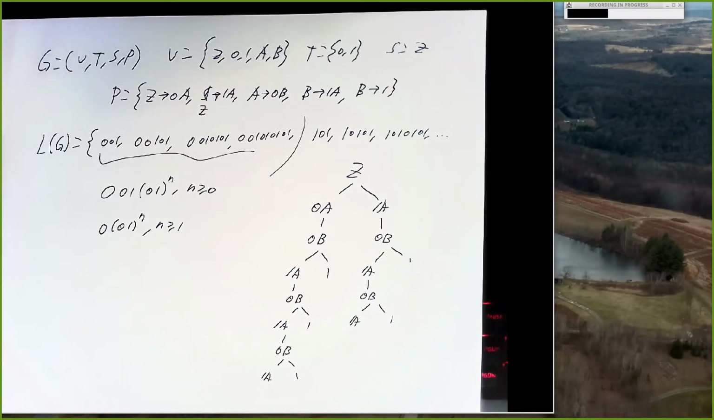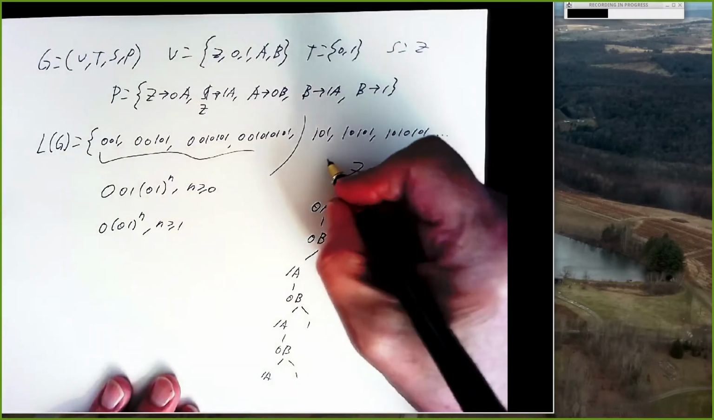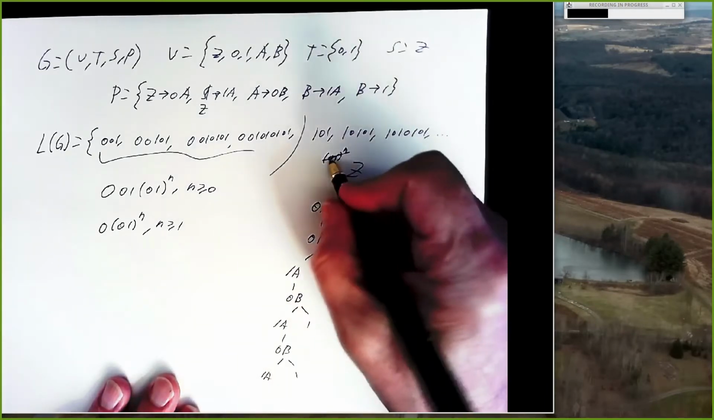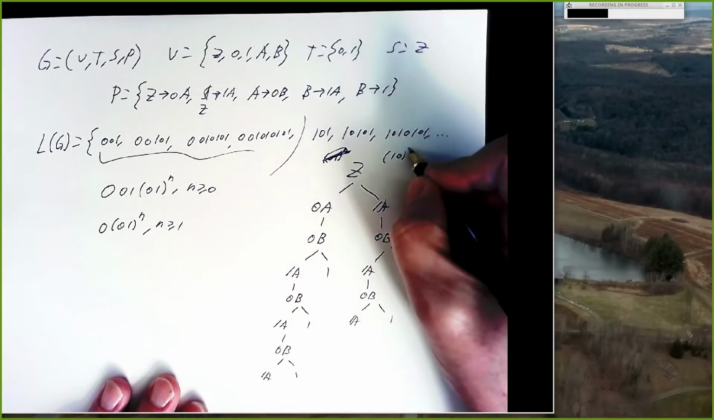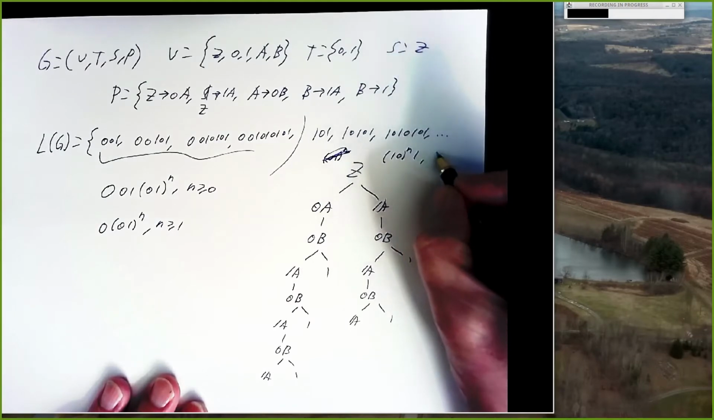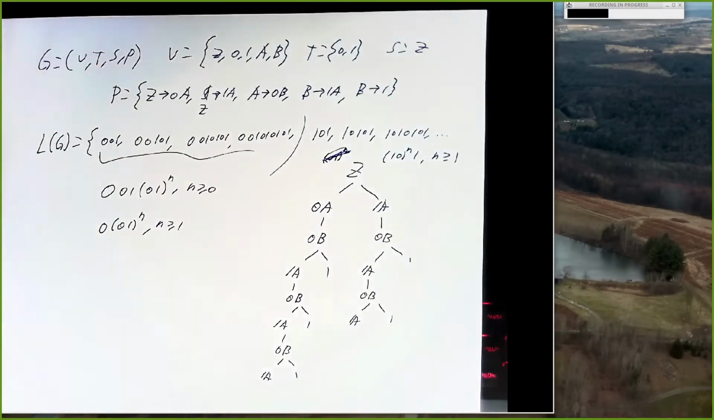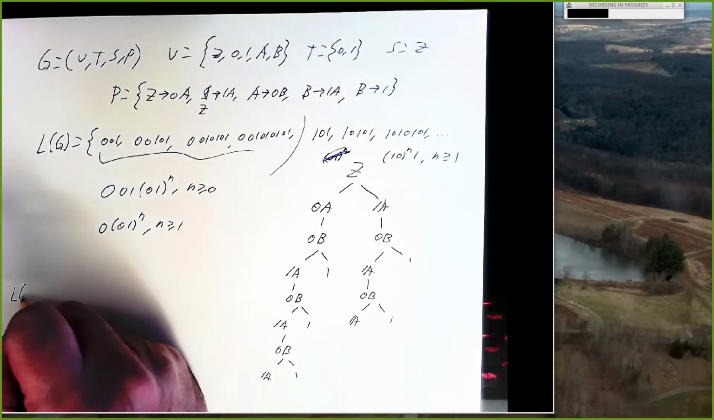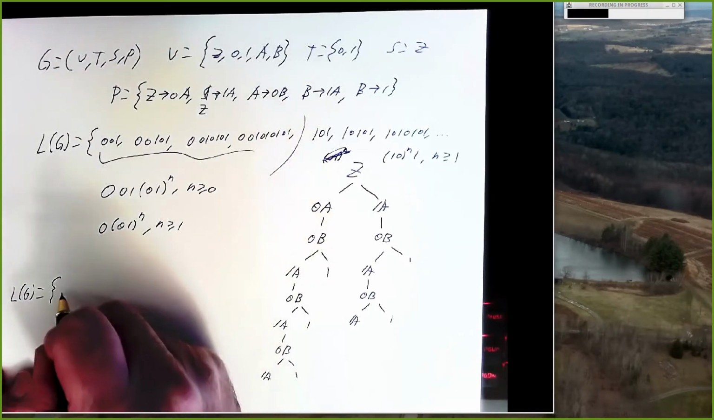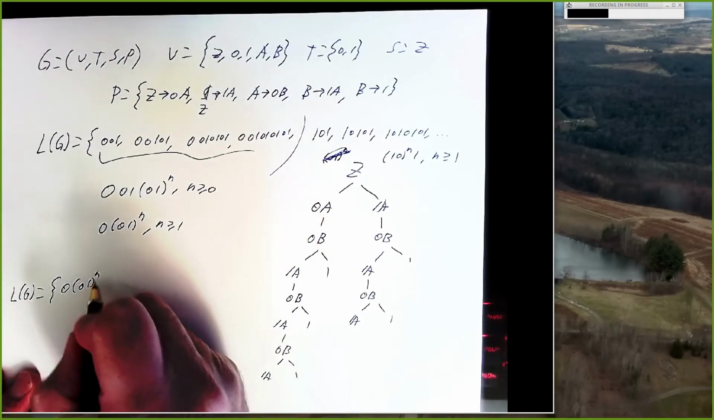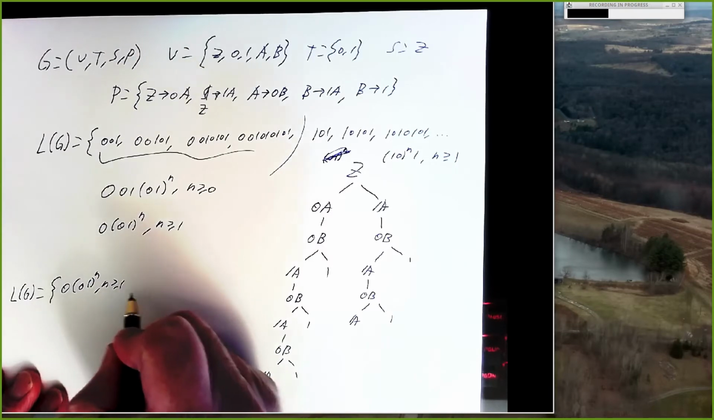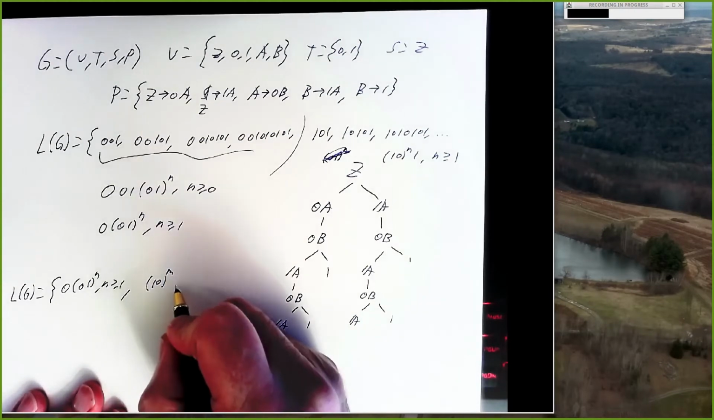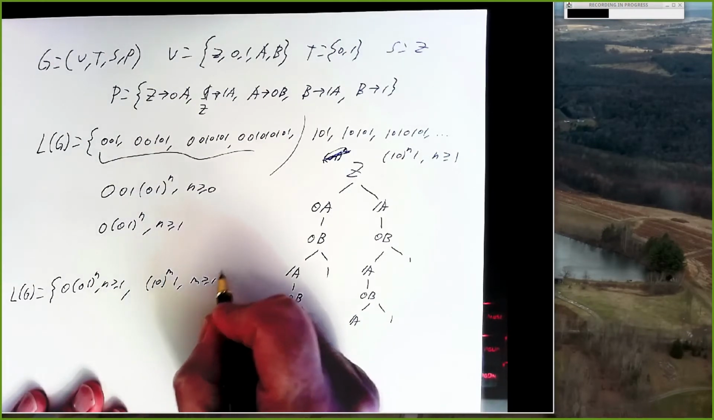So it's 1, 0 to the N, followed by a 1, N bigger than or equal to 1. Yeah. Cool. And I think those are all the possibilities. So the language of G would be either a 0 followed by 0, 1 to the N, N bigger than or equal to 1, or, let me use a different variable, 1, 0 to the M followed by a 1, M bigger than or equal to 1.